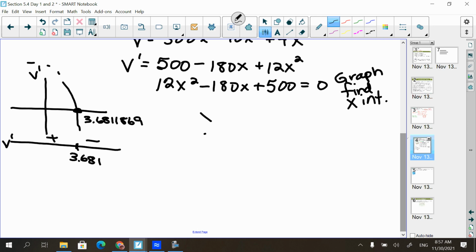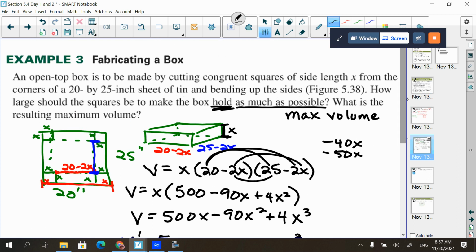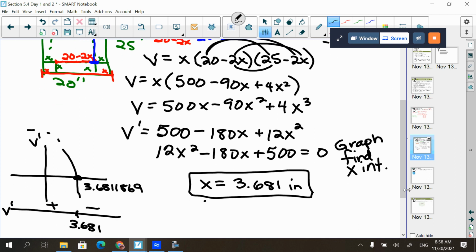All right, so for this, my x cutout would be 3.681 inches in order to maximize this. But then it asks the question, not only what is the x value, but also what is the resulting maximum volume of the box, okay? This answer that I have in my calculator is in the brains of my calculator, in the memory right now. It's the very last thing I did, okay? So now what I'm going to do is go onto my regular screen and just press enter, and it's going to bring that answer to my regular screen.